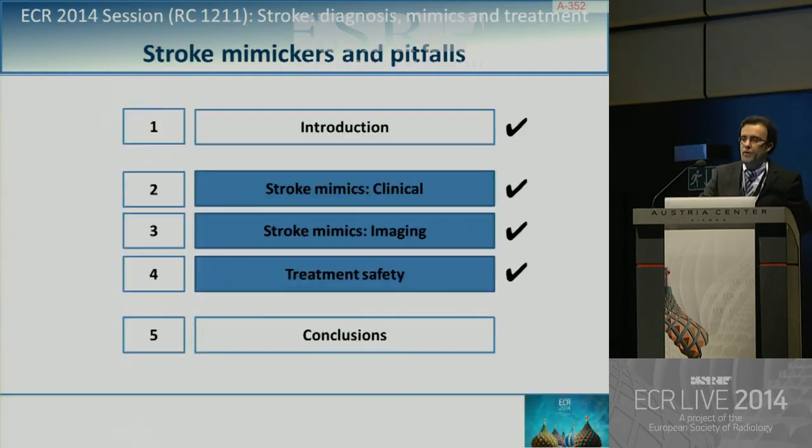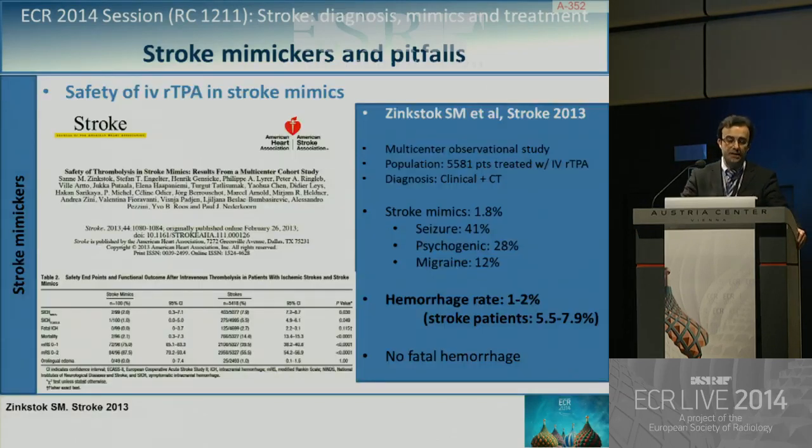So then you ask the question, well, we have stroke mimics, but we have to be counting with the door to needle time to treat these patients. Is it safe to treat these stroke mimics? And people have looked at it, because you are always going to have stroke mimics that are going to get IV thrombolysis. The last paper that gathered a large number of patients, more than 5,000 patients, published last year in Stroke, clearly showed that the rate of hemorrhage in these patients is low. In stroke mimic patients, it's about 1 to 2%.